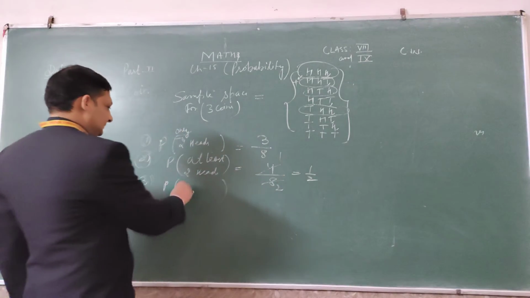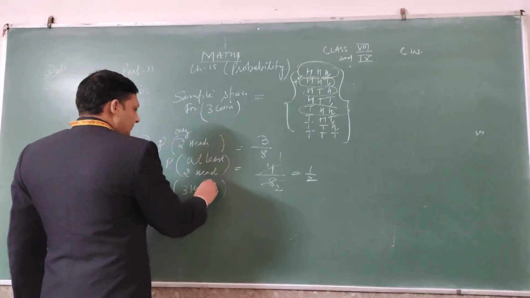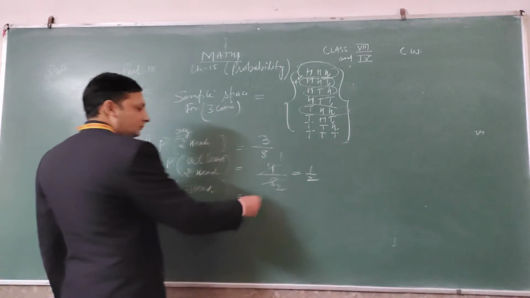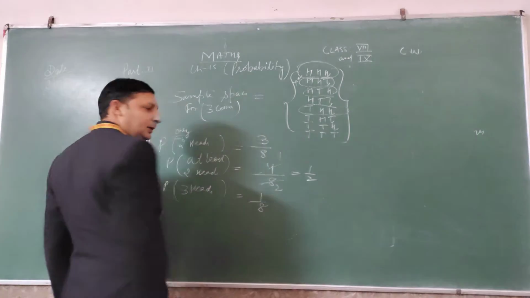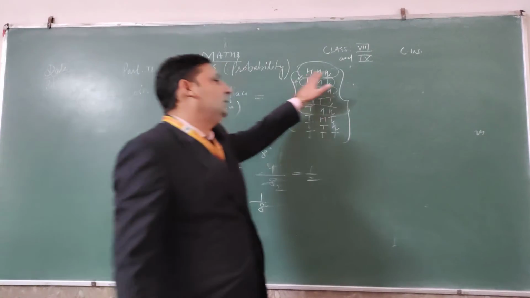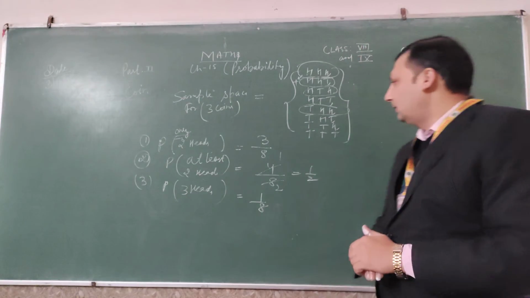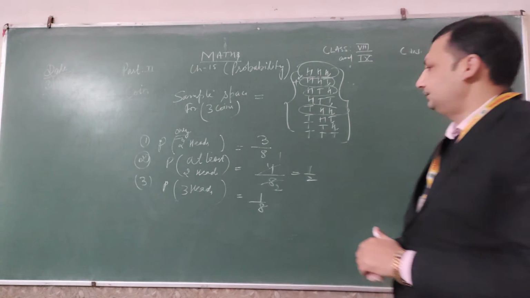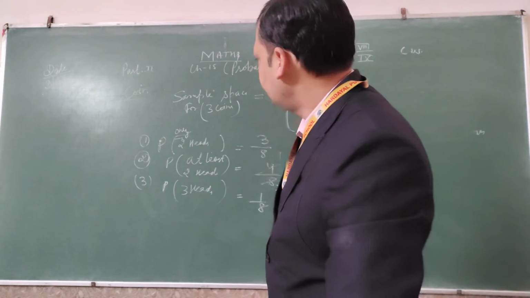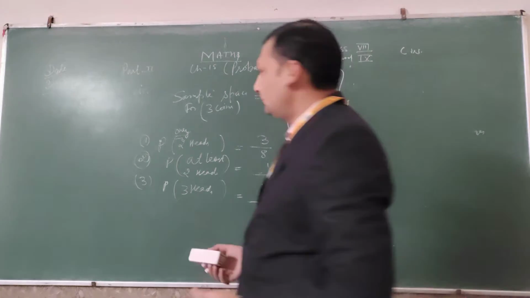Probability of 3 heads. Maybe 3 tails will be the same. 1 by 8, 1 by 8. Because 3 heads are coming only 1 time. So the favorable outcome will be 1 and the total will be 8. Next question, or next topic, we will discuss today.